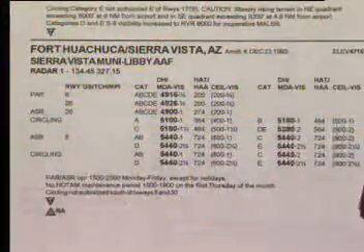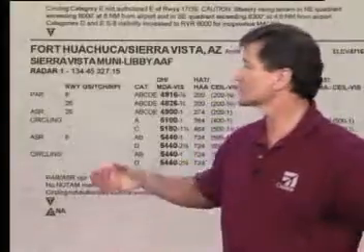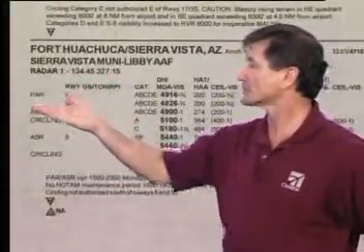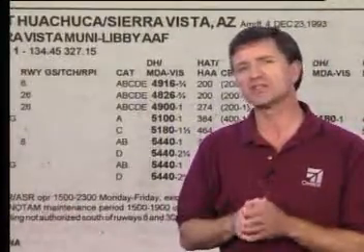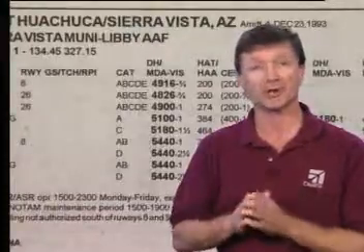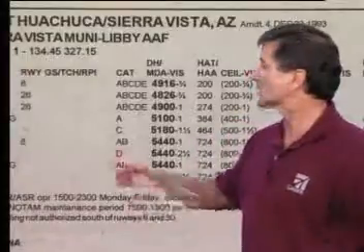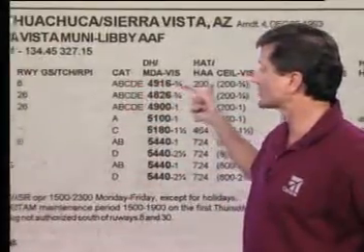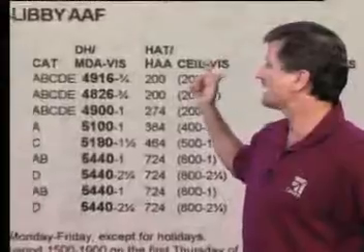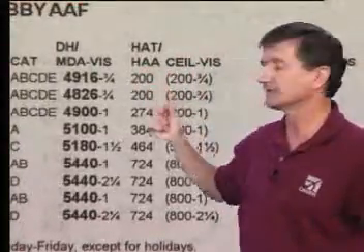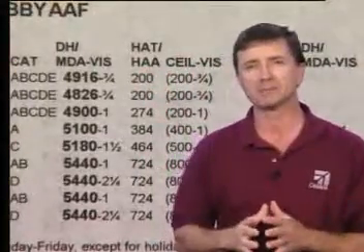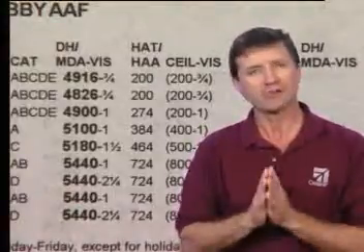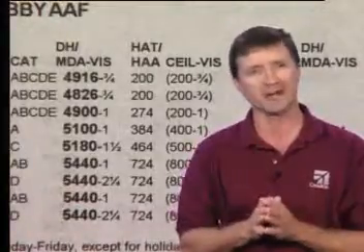As you can see, Fort Huachuca, Sierra Vista, Arizona, has PAR approaches to runways 8 and 26. If an airport has published PAR approach minimums, you get similar visibility minimums and decision heights as you would on an ILS. The required visibility for the PAR runway 8 approach is 3/4 of a mile, and the height above touchdown is 200 feet. The reason you get the low minimums is because with a PAR approach, you get vertical guidance just as you do on an ILS.